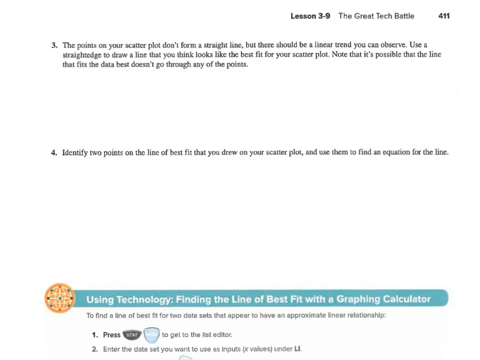So number 3 asks you to do what we just did. The points on your scatter plot don't form a straight line, but there should be a linear trend you can observe. Use a straight edge to draw a line that you think looks like a best fit for your scatter plot. Note that it's possible that the line that fits the data best doesn't go through any of the points. Now, number 4, they asked us to identify 2 points on the line of best fit that you drew on your scatter plot and use them to find an equation of a line. So we're not going to do that right now.